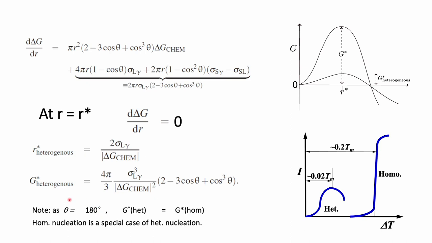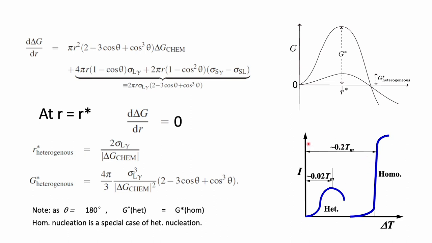Also, if you check the G star for the heterogeneous nucleation model, which links with the angle theta, if you change the theta angle value to 180 degrees, then you will find that the heterogeneous and homogeneous nucleation models both give you the same value of G star, the energy barrier for the nucleation. That's why we say the homogeneous nucleation model in reality is a special case of the heterogeneous nucleation model.